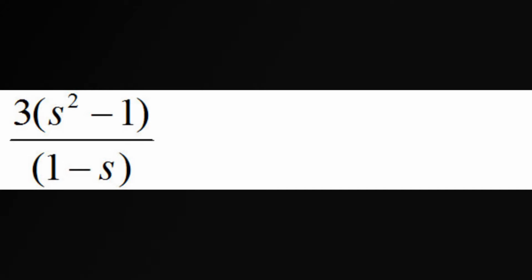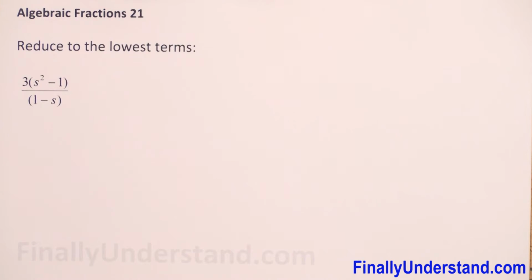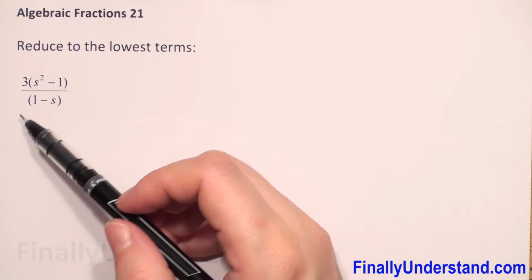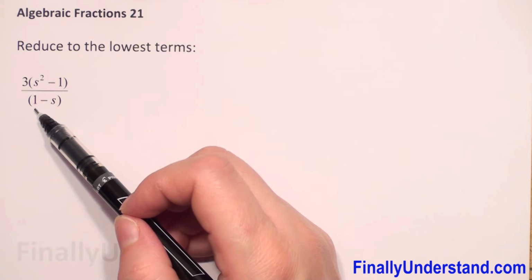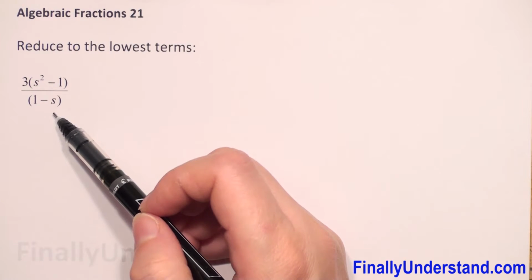We have an algebraic fraction and we have to reduce this fraction to the lowest terms. So first, we know that we can reduce when we have multiplication. We have 3 times (s squared minus 1), and in the denominator we have 1 minus s.